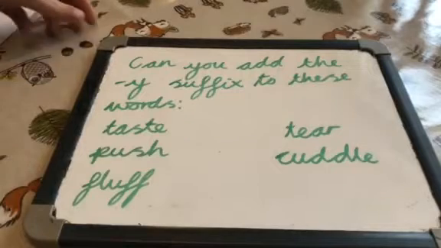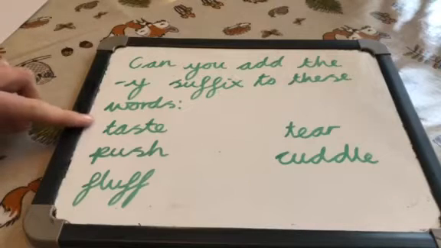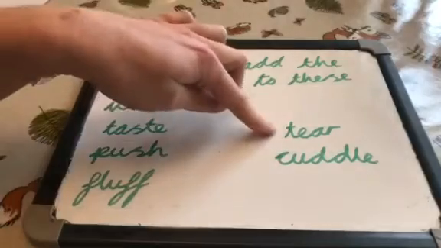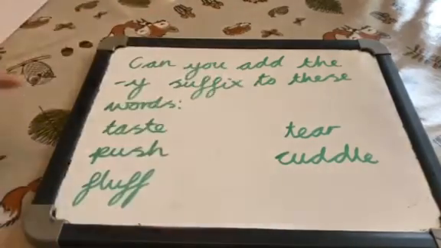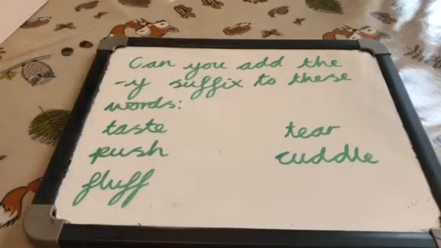Warm up today, so this is a revisit of learning that we have already covered, that you covered last week. We've got five words here: taste, push, fluff, tear, not tear, and cuddle. What I want you to have a go at doing is, can you add the Y suffix to these words? Okay, so pause the video, go and have a go, and then come back to me in a moment.